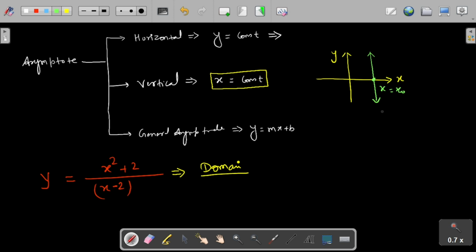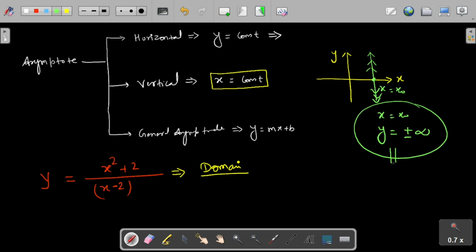The meaning of this vertical line is, for x equals x naught, y can be anything, plus or minus infinity. For x equals x naught, your y can go to plus infinity as well as minus infinity. It means y is going to be undefined. If any curve gets an infinite value for some value of x, you will say this curve is undefined, because infinity is not defined like this, right?